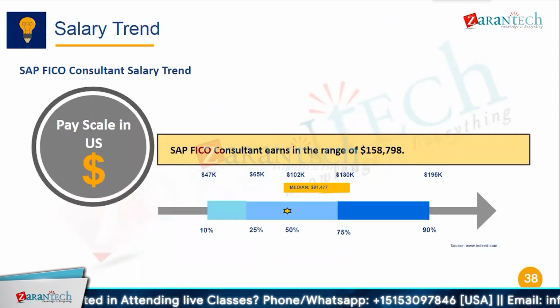So pay scales in the US. According to this, an SAP consultant earns about $158,000, almost $160,000 a year. This is per year. And on average, the lowest I've seen is that you'll earn about 75 to 100,000, which is an achievable rate after about 5 years of service experience.